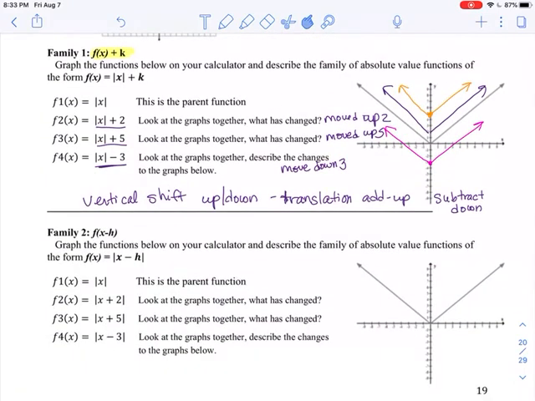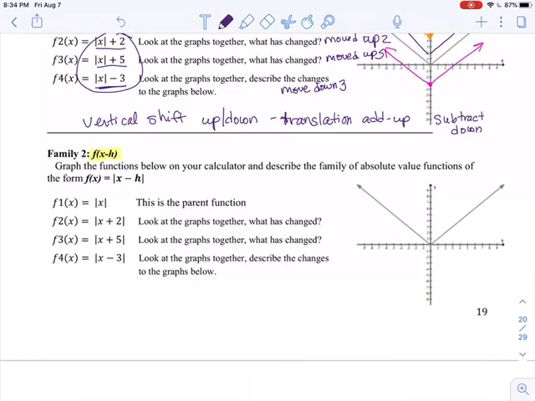Well, let's try the second one, family of 2. So this time it's f of x minus h. Okay, so let's see what's happening here. I'm still going to start with the absolute value of x, that's the parent function. But then I'm going to do absolute value of x plus 2. So the 2 is going to be in the absolute value. I'm really just using the same numbers that I used up here, but this time the 2, the 5, and the negative 3 are going to be in the absolute value.